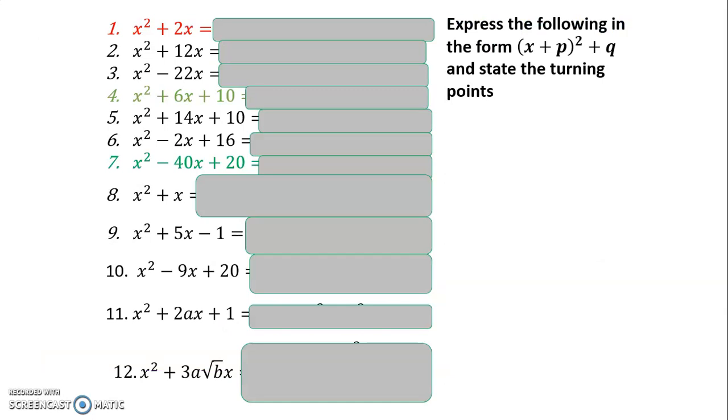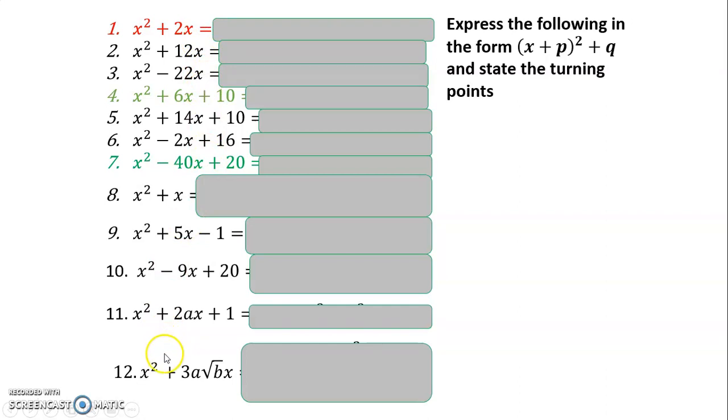Okay, so what I'd like you to do here is to take each of these quadratics and to write them in completed square form. Once you've got them in completed square form, I would like you to try to read off the turning points. Just notice that for these first three, there is no constant. So that means you need to add or subtract something so that you get a zero constant, just like you did when you were practicing this in previous lessons.